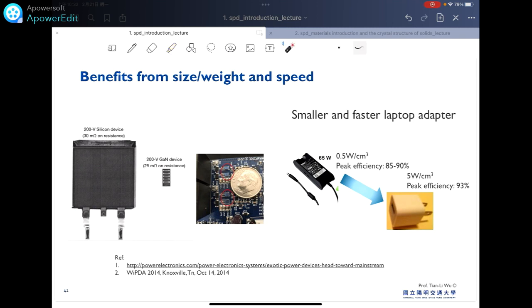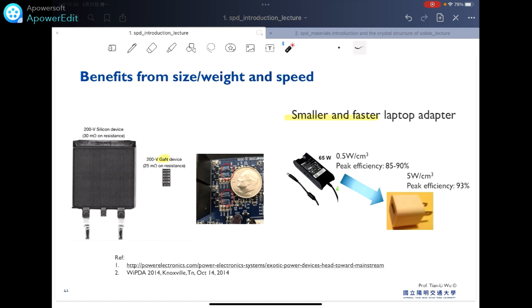Here is some introduction. You can see that this is a conventional silicon-based device that can carry a 200 volt device rating. But if we use gallium nitride, you can see the device can be shrunk to more than 1 over 10 of the size. And if we can make our device smaller, that means we can make our overall system smaller. That's why most fast chargers claim to be smaller than the typical charger. That's one of the major benefits here. And based on this characteristic, we get a smaller and faster laptop adapter.